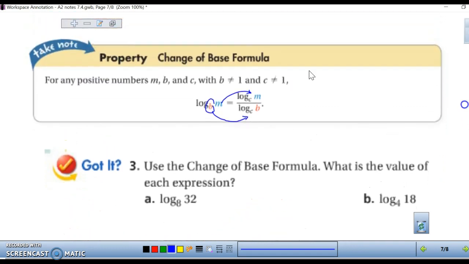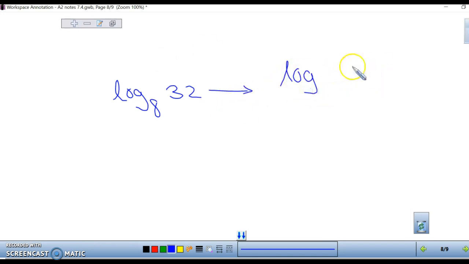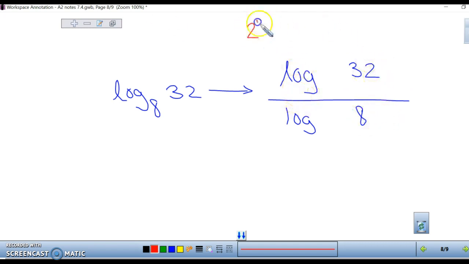So let's do number 3. We have log base 8 of 32. Before we talk about what log we're going to use, let's set it up first. We're going to use some sort of log, but we have 32 on the top, and we have 8 on the bottom. If you're really good at exponents, you probably noticed that 32 and 8 are both exponents of 2. So 2 to the first, 2 to the second, 2 to the third is 8, and then 2 to the fourth, and 2 to the fifth is 32.